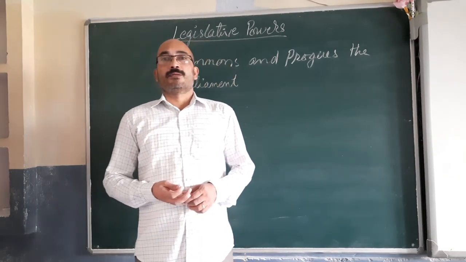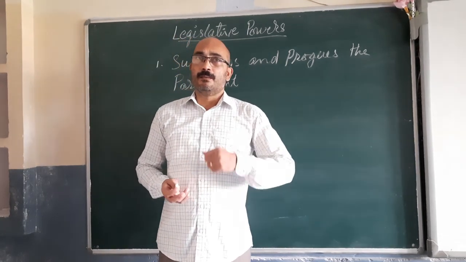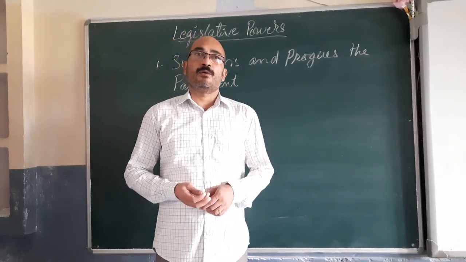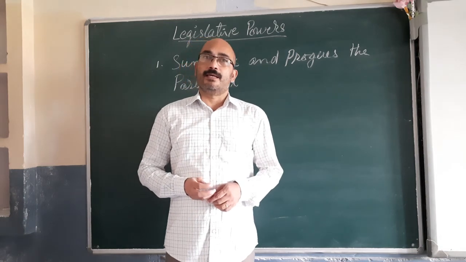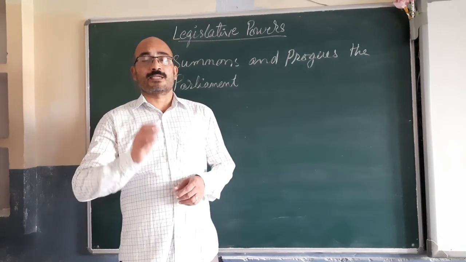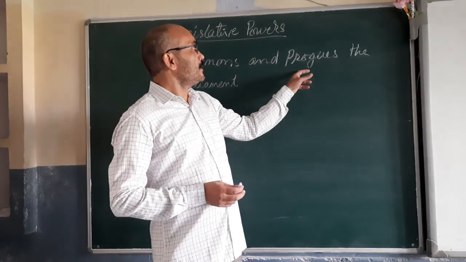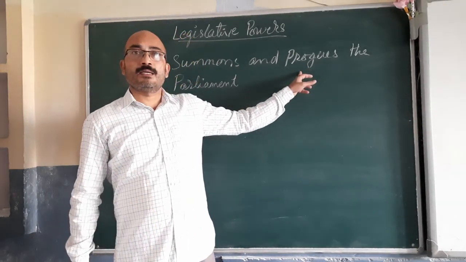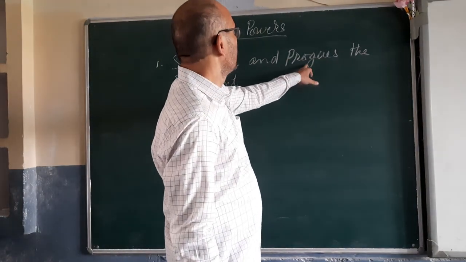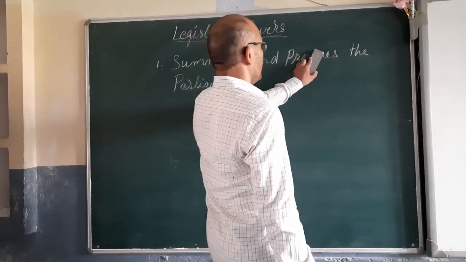The President only has the power to summon sessions of Parliament, calling the meeting of each house of the Parliament, that is called a session. Similarly, he only has the power to terminate the session of the Parliament, that is called a prorogation. So the President has the power to summon and prorogue the houses of Parliament. It is prorogue.